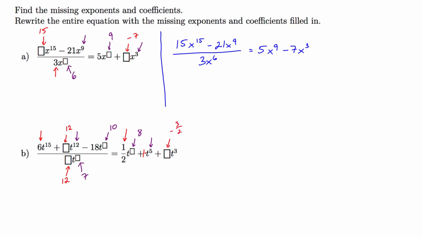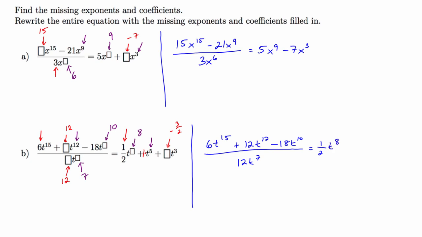We now have all the missing pieces, so we'll finish off the same way. We're going to write the entire equation, but we're going to also check it as we do this. So 6t to the 15th plus 12t to the 12th minus 18t to the 10th, all divided by 12t to the 7th. We're going to go through and do the division. 6t to the 15th over 12t to the 7th. 6 over 12 is 1/2. T to the 15th over t to the 7th is t to the 8th.